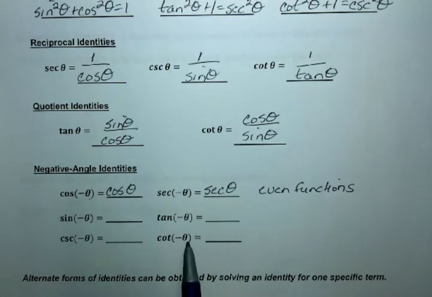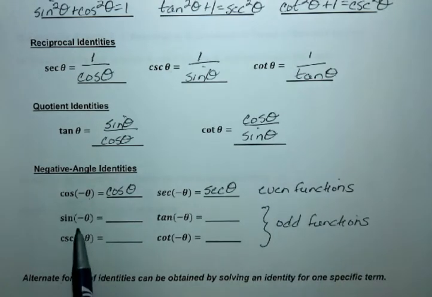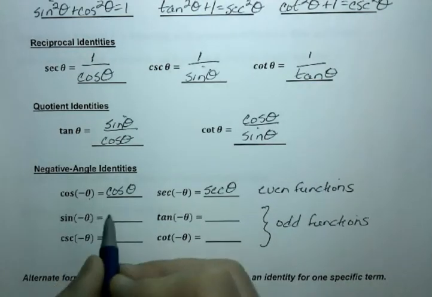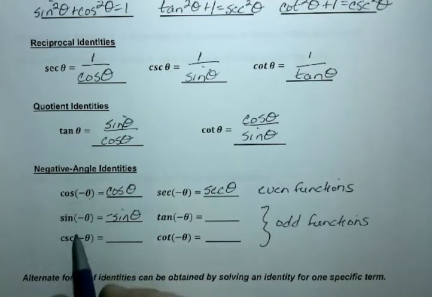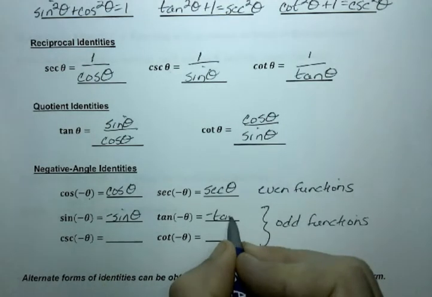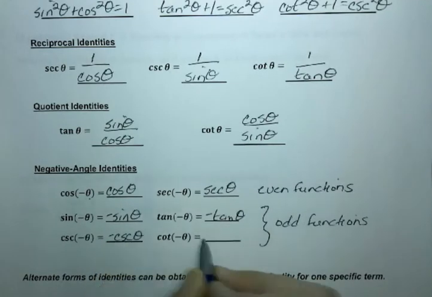The other 4 trig functions are all odd functions. What that means is that the negative doesn't come off, but you can actually pull it outside of the function. So for each of these, we can pull the negative outside of the function. For example, sine of negative theta is the same as negative sine of theta. And it's the same thing for the other 4 of these.